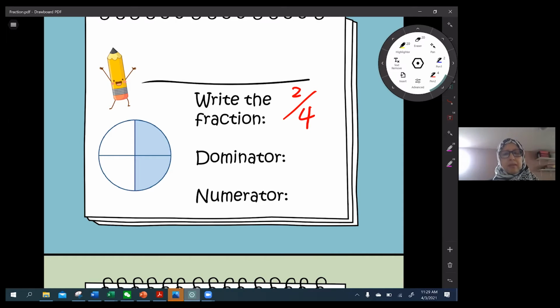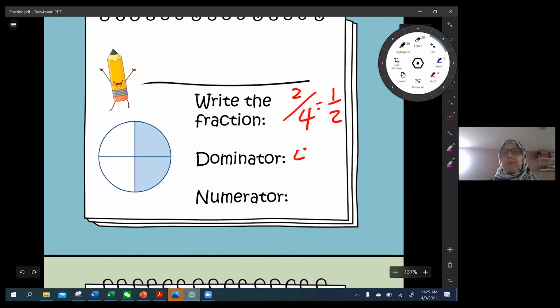Okay, the denominator would be? What is the denominator? No, the denominator, not 1 out of 2. Okay, wait a minute. What's the denominator? 4. Yes, that's what I want you to say. So the denominator means what? How do we know the denominator is 4? Because there are 4 equal parts.